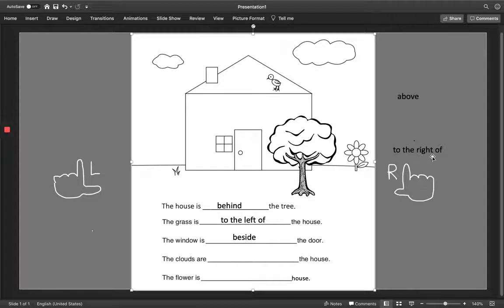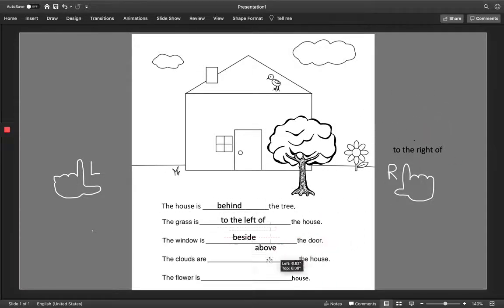But let's read the last phrase before we make our decision, okay? The last one says, to the right of. Are the clouds, when we're talking about both of them, not just one of them, are the two clouds to the right of the house? One of them is, but not both of them, so that can't be right. So that means that the right answer is above. The clouds are above the house.